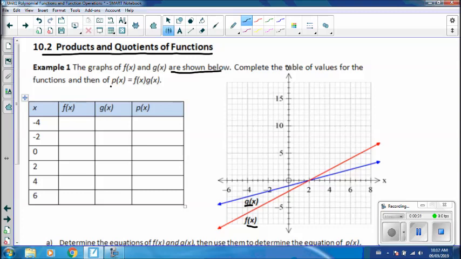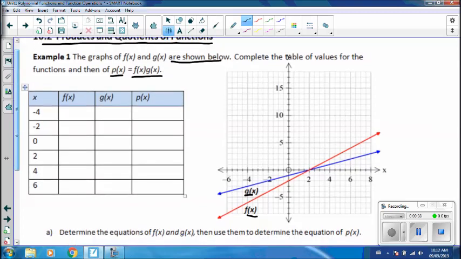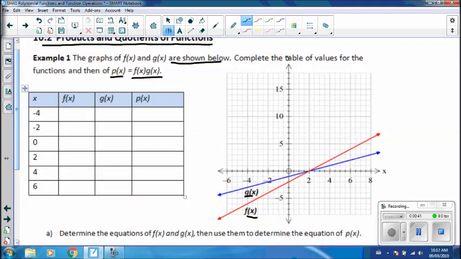And then for p of x, which is a product function, we're multiplying these two together. So we'll just take a minute and fill this out. When x is -4, it looks like g of x is -3 down here, and f of x is -6. So f of x was -6, g of x was -3. And then when x is -2, it looks like we have -4 and -2.